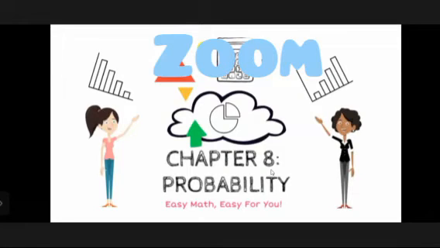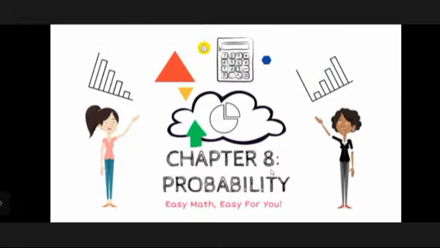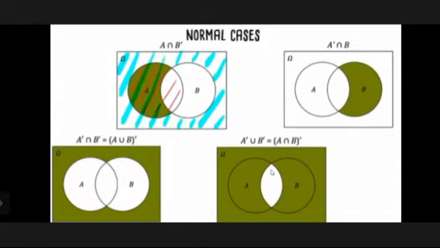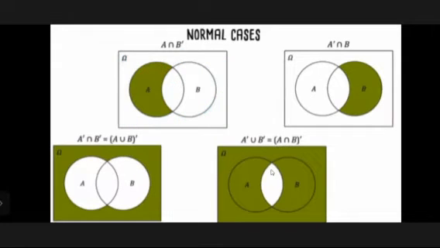Good morning, Kyo. Just now I learned a lot from your sharing session. I would like to add on something. There are some normal cases in this chapter too. First, event A intersect with event B prime. This is the region for event A. The blue line represents B prime. And then their intersection is this region.